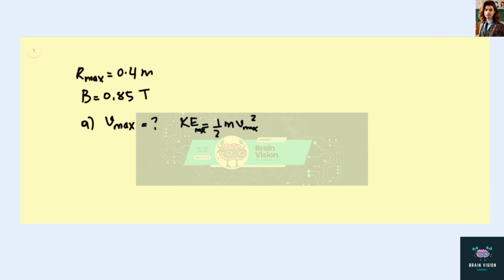So how we're going to get to the maximum speed is from the magnetic force. QvB is going to be generating the centripetal force, which is equal to mv squared over r for this given radius. These are going to cancel out. So if we're isolating the v max, then we're doing Q times B times R over m.